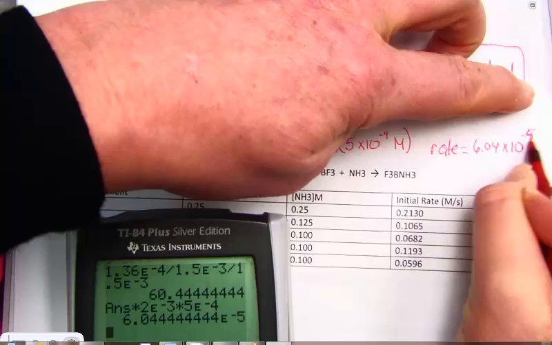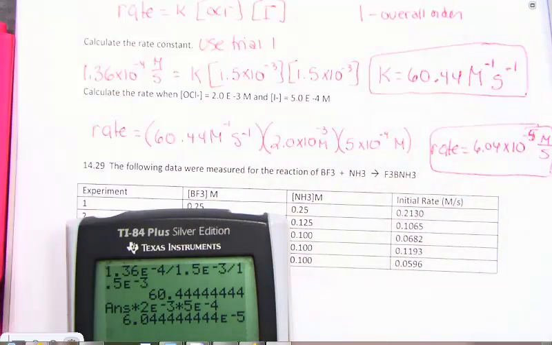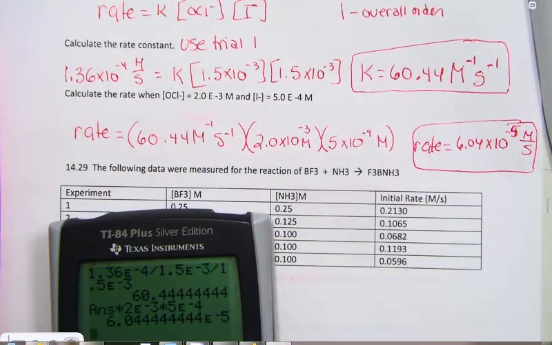And -5th, and that's a molarity per second unit. 6.04 times 10 to the -5th molarity per second.